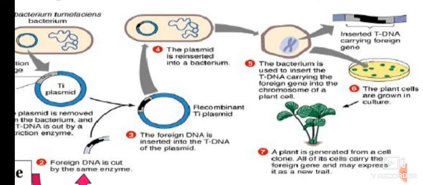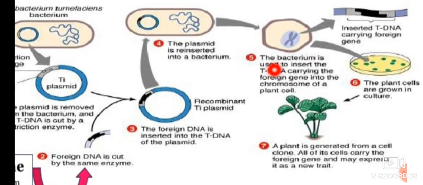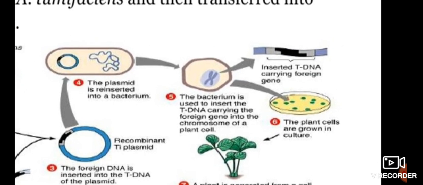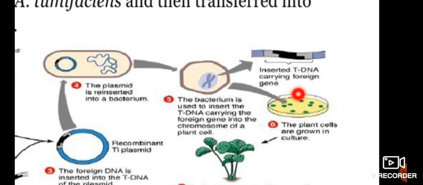The next step is that the bacterium is used to insert the tDNA carrying the foreign gene into the chromosome of a plant cell. This bacterium is made to infect the plant cells which are grown in culture. These are callus, grown in culture. This bacterial suspension is put into this petri dish. So now there is callus here and there are the Agrobacterium tumefaciens. The Agrobacterium tumefaciens get into the plant cells, attack and infect the plant cells.